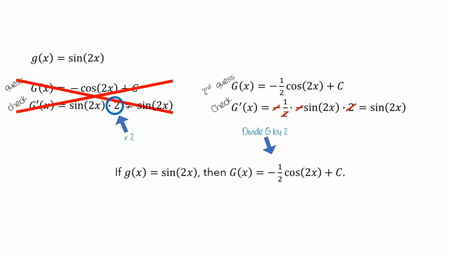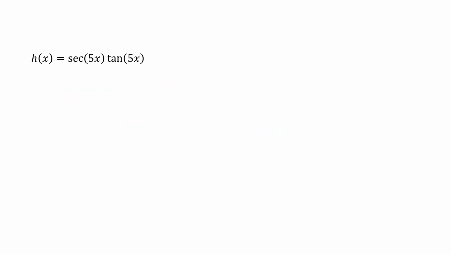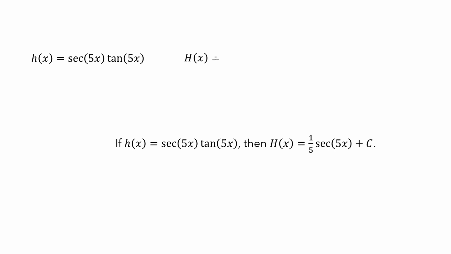Next, let's look at h of x, which is secant of 5x times tangent of 5x. We have a rule for secant tangent. The antiderivative is secant. Now we have a 5x instead of just an x. So we could try using that in our antiderivative. Before, when we had a 2x inside the sine function, we ended up having to multiply by 1/2. So let's try multiplying by 1/5. So our guess for the antiderivative of h will be 1/5 secant of 5x plus c.